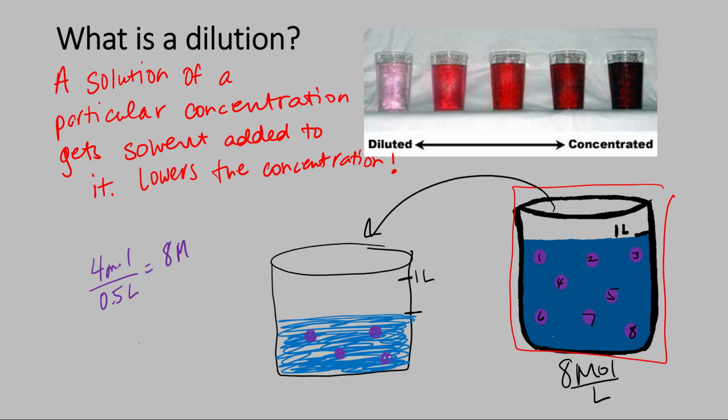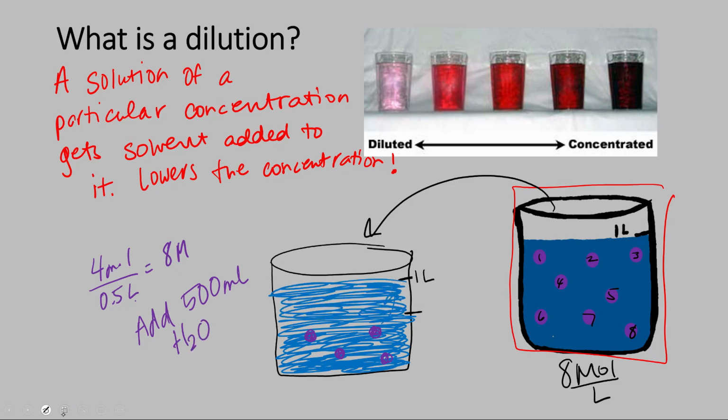Now, if I add 500 milliliters of water to this, and these start to move around in here, so they would spread apart a little bit, then I wouldn't have 4 moles in 0.5 liters. I would have 4 moles in 1 liter. And so I've effectively diluted this solution from 8 molar to then 4 molar.